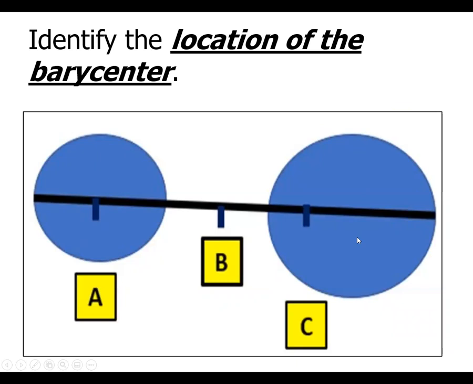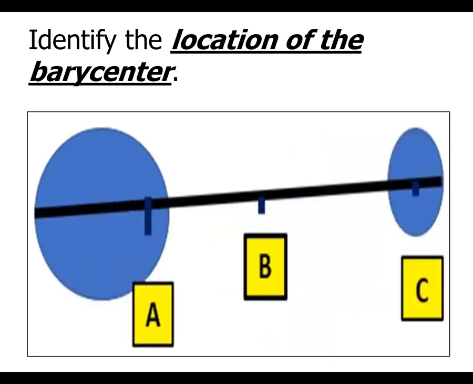How about this one? Identify the location of the barycenter. Is it A, B, or C? The location of the barycenter is C, because this is more massive than this one. So the barycenter is always closer to the more massive object. At a certain point, it is even inside the more massive object. How about this one? Identify the location of the barycenter. Okay, so the correct answer is A, because this is the more massive object. Remember, the barycenter is always closer to the more massive object.